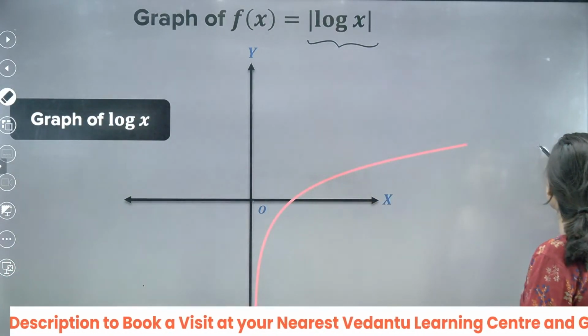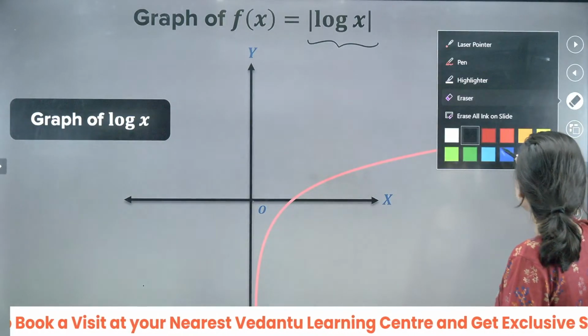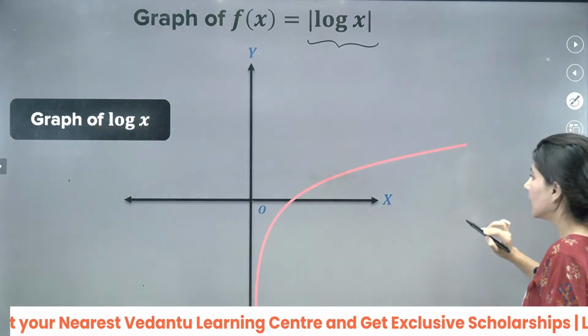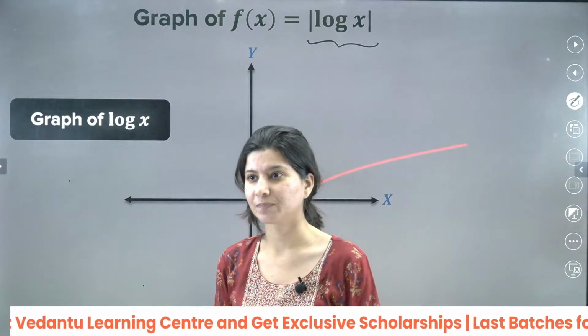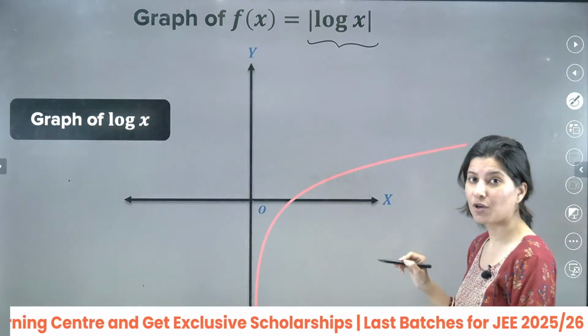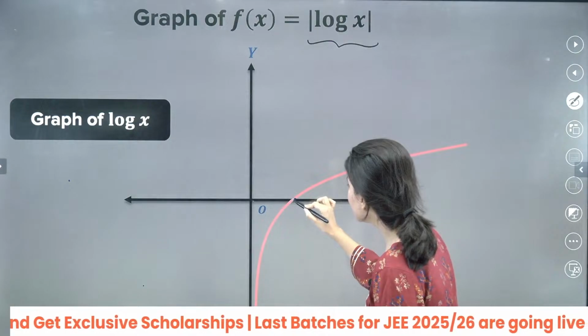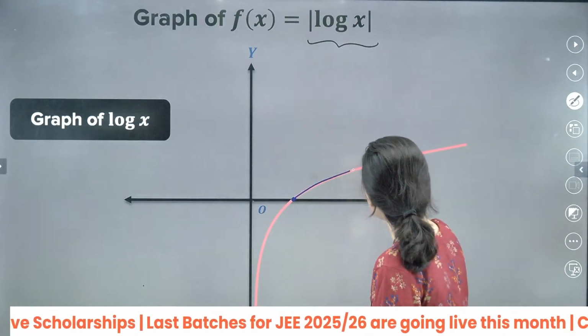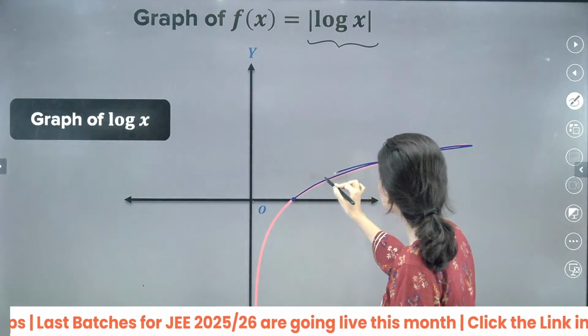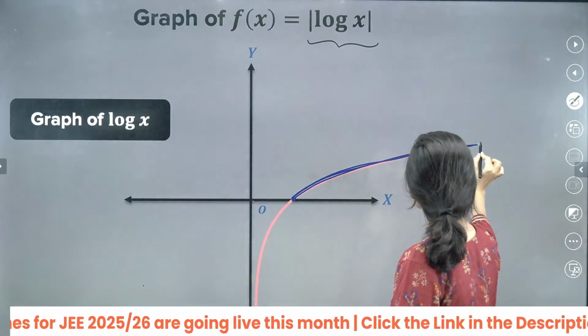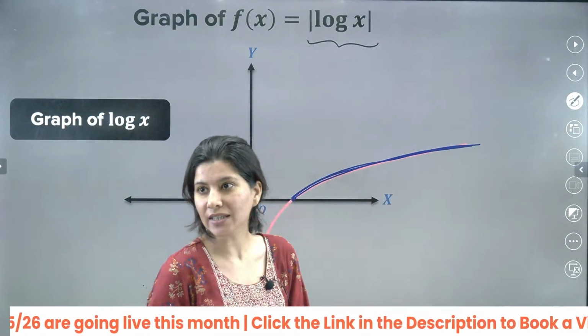Now mod of log x. Let's do it. Again, what I'm going to do is, this point will remain the same and this portion will also remain the same. Yes, this thing is the same thing.